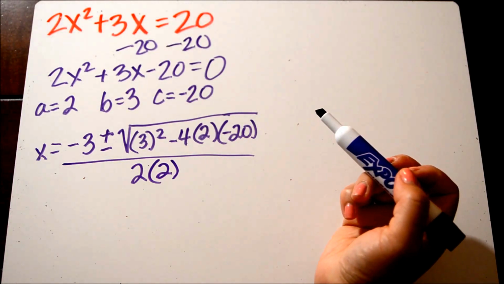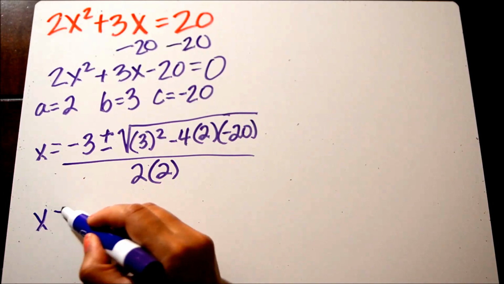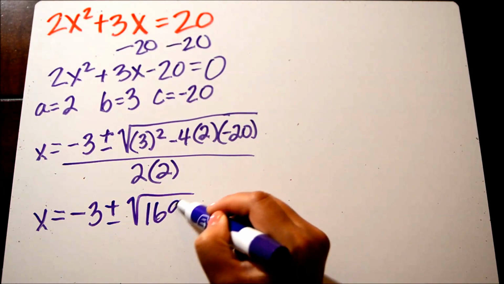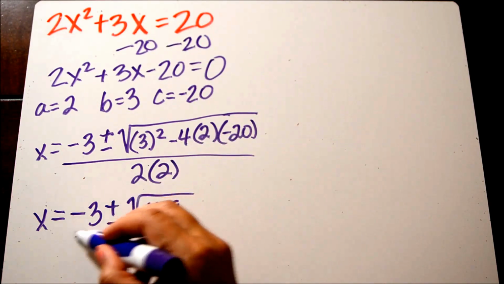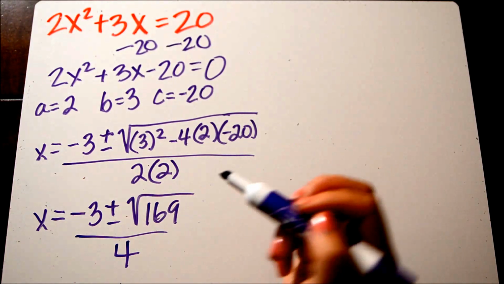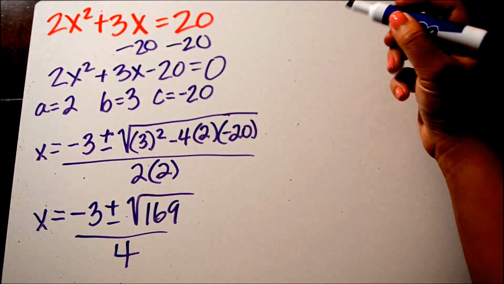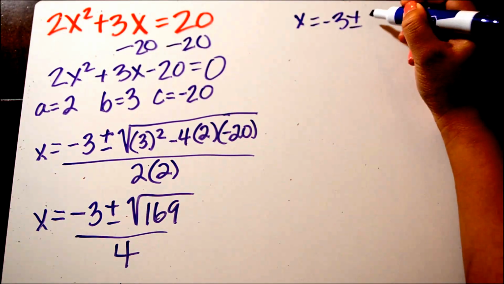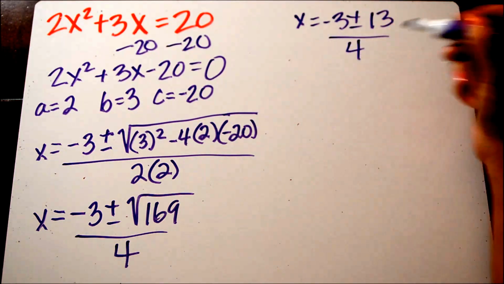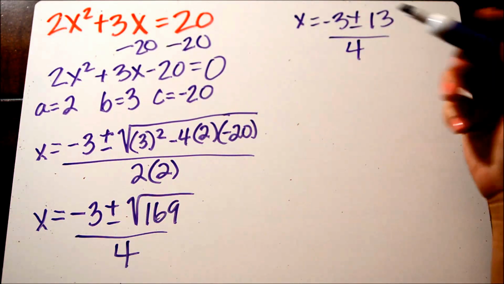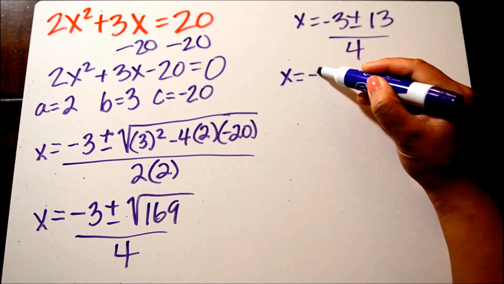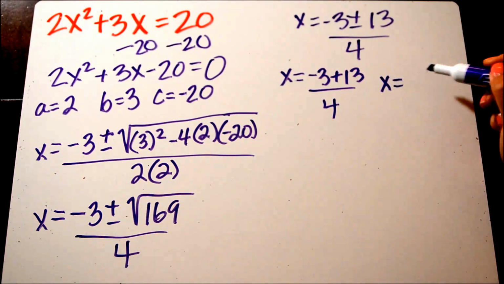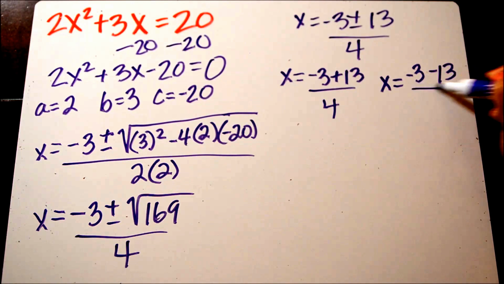So we're going to simplify this piece by piece, starting with the discriminant, what's underneath the square root. We have -3 plus or minus the square root of 169, all over 2 times 2, which is 4. The square root of 169 is 13, so we're going to rewrite this as -3 plus or minus 13 all over 4. And this is where we split this into two solutions. We have x equals -3 plus 13 over 4. We also have -3 minus 13 over 4.